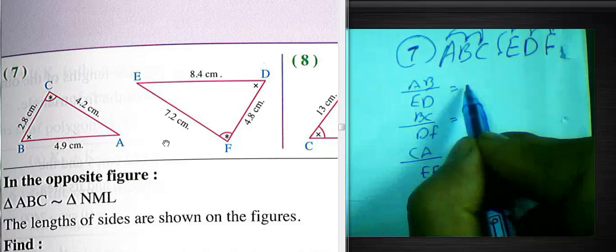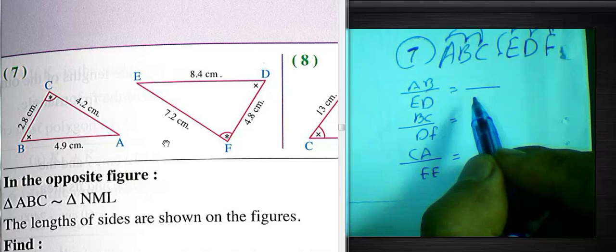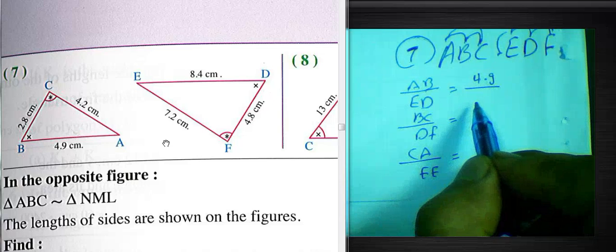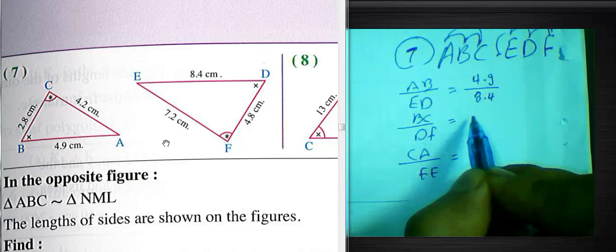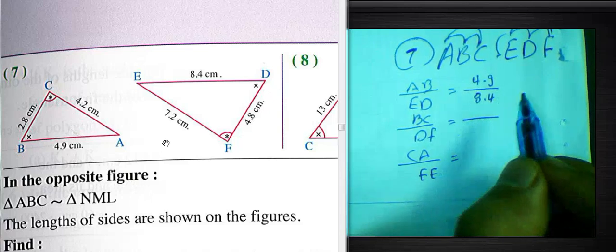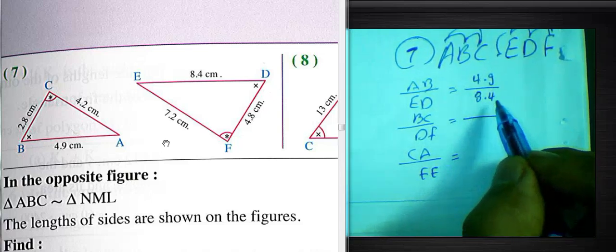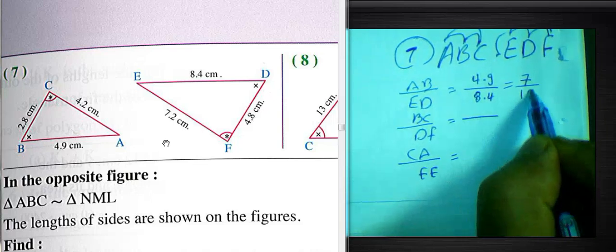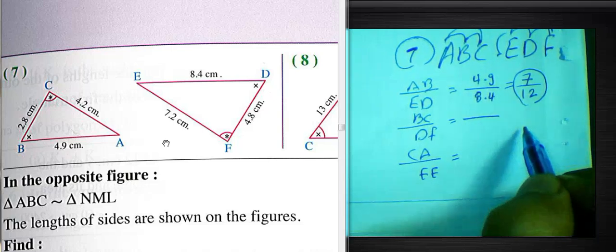we can find the ratio between AB equal 4.9, ED equal 8.4. We can cancel the point by multiplying by 10, numerator and denominator. 49 divided by 84, we can divide it by 7. 84 divided by 7 equals 12. The ratio will be 7 over 12.